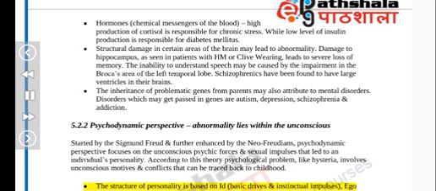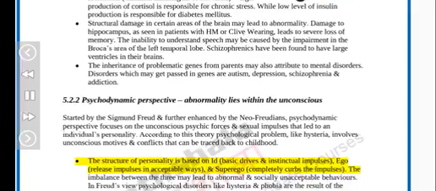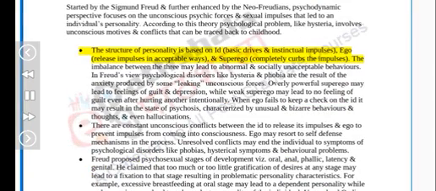The structure of personality is based on the id, basic drives and instinctual impulses. The ego releases impulses in acceptable ways, and the superego completely curbs the impulses. The imbalance between the three may lead to abnormal and socially unacceptable behaviors.